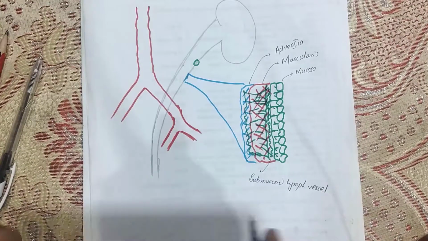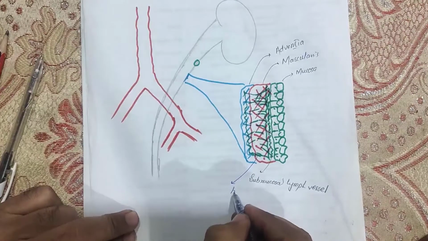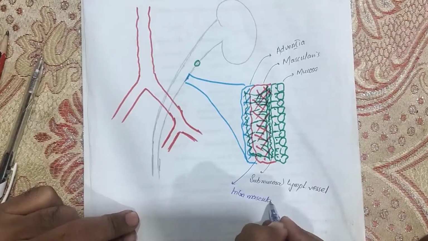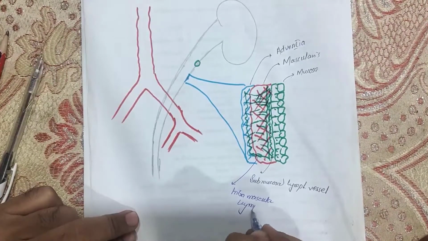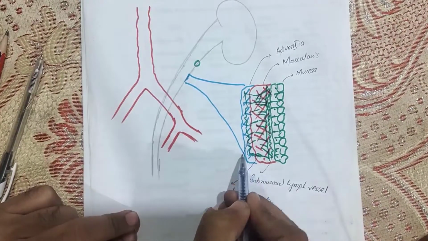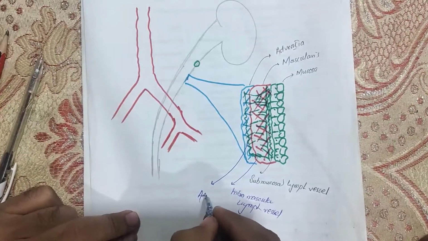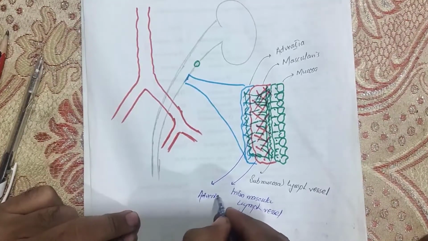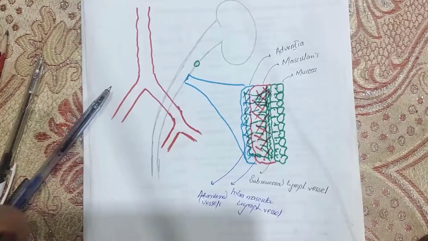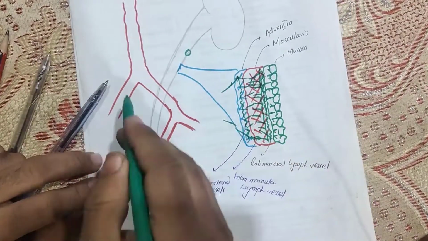I hope you are understanding it clearly. So submucosal lymph vessels, and what are these? Intramuscular lymph vessels, done. And then intramuscular lymph vessels drain into the adventitial vessels, right? Then they combine and drain into special types of lymph nodes, which I will draw here.